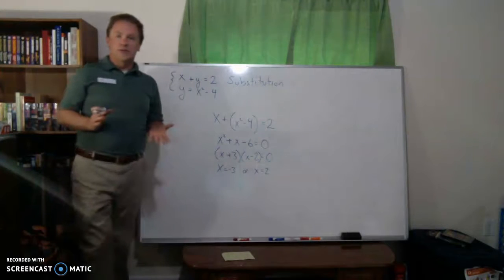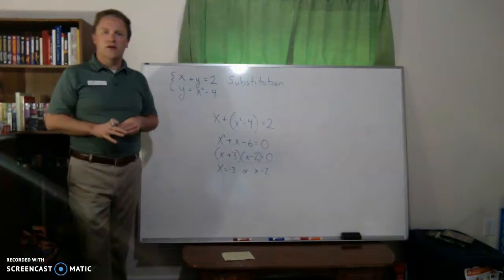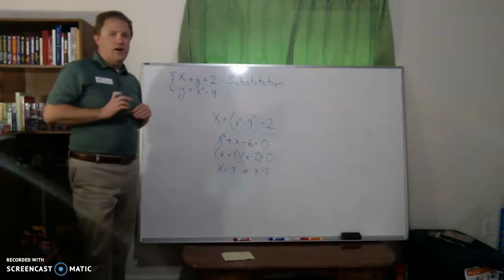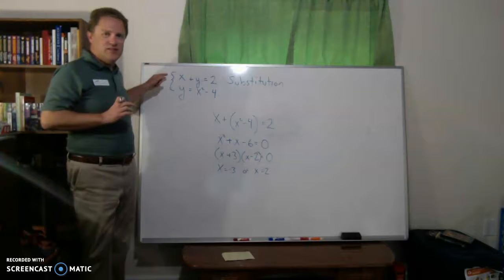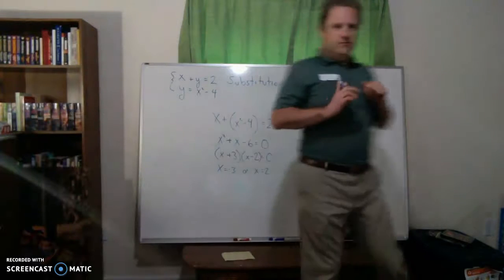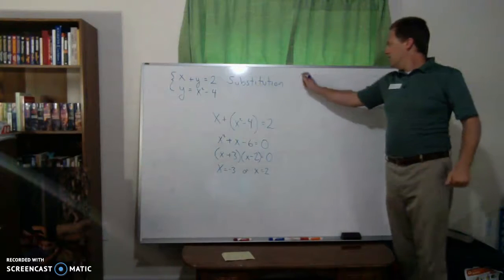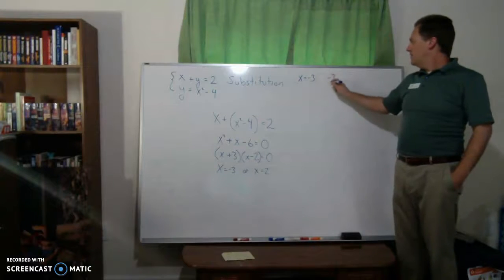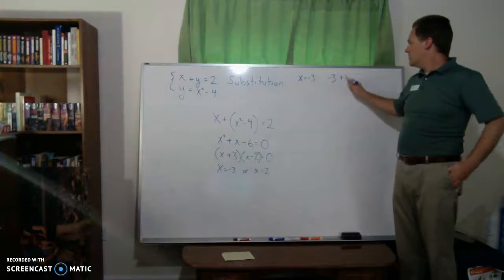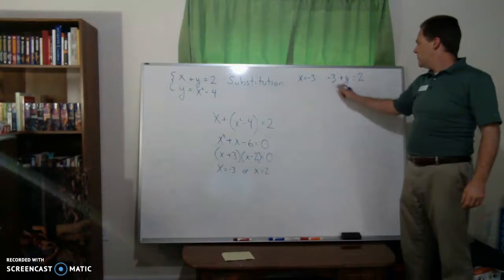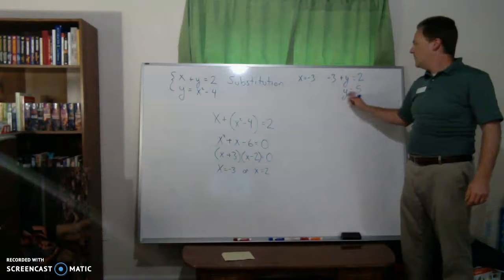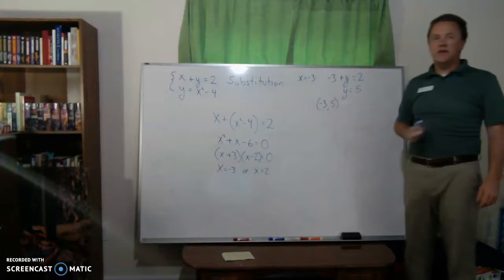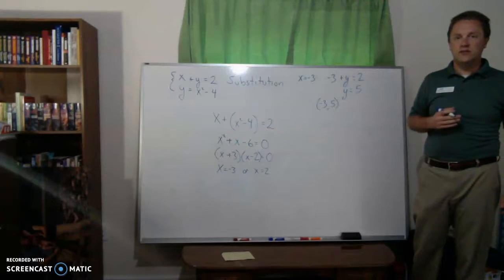Awesome. But is that my solution? No, I need an ordered pair. So I need to figure out what the y values would be here. And here's the nice thing, I could try either equation. Let's go with that first one, it's a little bit simpler. So when x is negative 3, I would have negative 3 plus y equals 2. Add 3 to both sides, I get y equals 5. So one of my ordered pairs will be negative 3, 5. And that's one of my solutions.